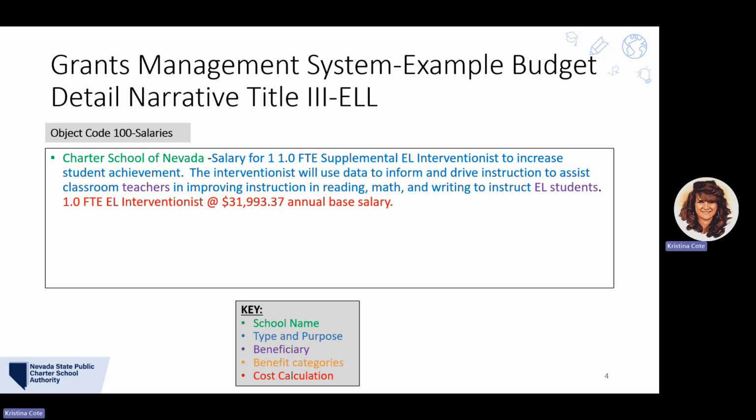And the cost calculation, highlighted in red, lists specific position, services, and items and gives a count for each of those, as well as a reasonable cost for each of those positions, services, or items, and concludes with some sort of not-to-exceed verbiage listing the total of the budget line item.